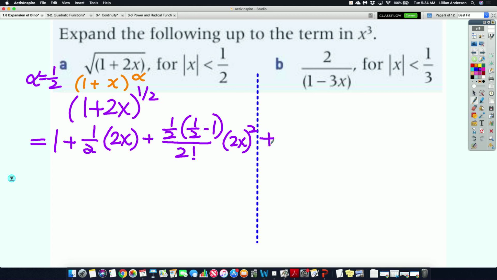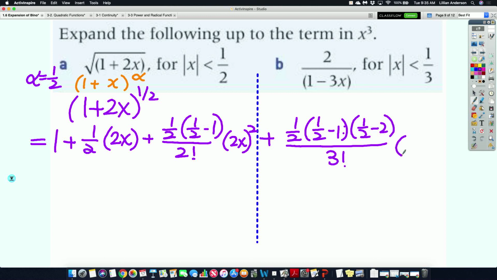Are we okay? We're just plugging into the formula. Then it says alpha times alpha minus 1, then alpha minus 2 all over 3 factorial x to the third, correct? But I'm going to put a 2x instead of an x because that is my second term. And so far we've plugged in everything successfully into the formula. Are there any questions?